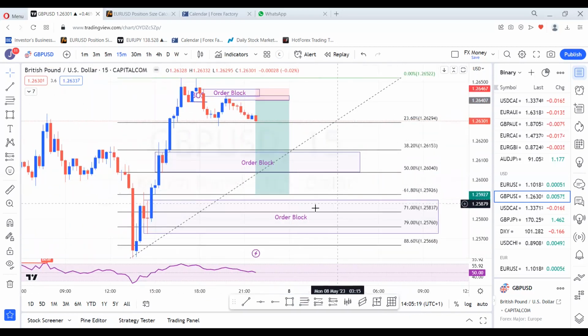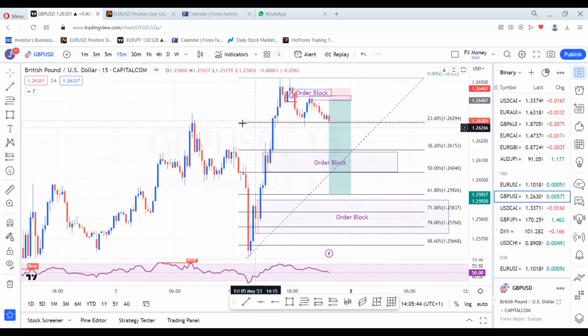But if it ends up coming to this, congratulations. The reason why I won't take this area is because it's not yet in the premium or discounted area. This is above the 50%, so it's unlikely it's going to use this, but just to be safe, you can break even here and close out your trade here. So that's what I have for you.